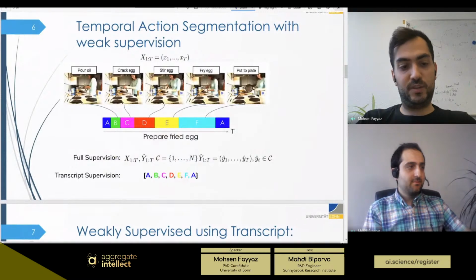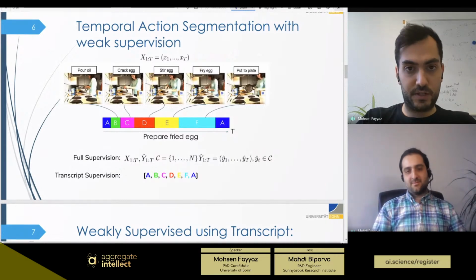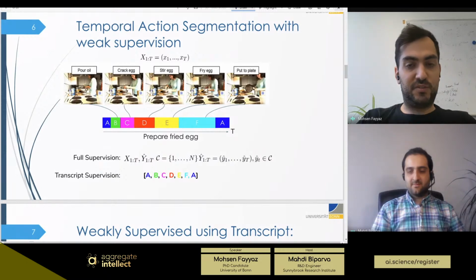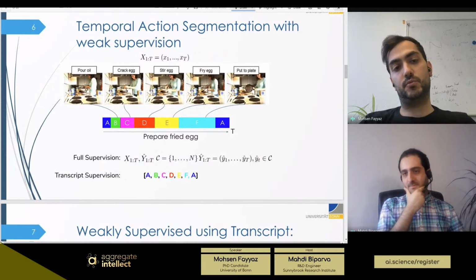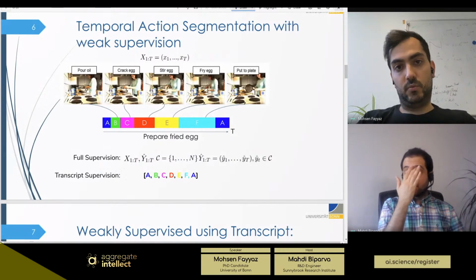One solution would be, definitely, to go for weakly supervised techniques. And one of the somewhat popular weak supervisions that people are now working on is transcript supervision, or ordered sequence of actions. What is it?